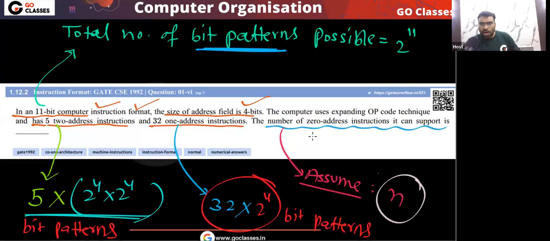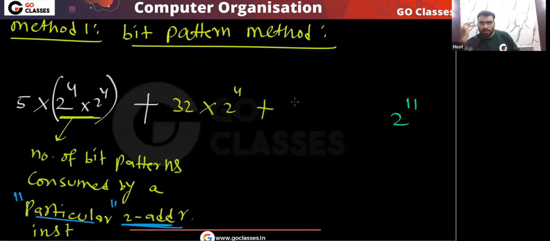Now you can see how many 0-address instructions we have. We have assumed n. N multiplied by the bit patterns a particular 0-address instruction will consume, which is 1, right? Yes or no? So very simple, this should be less than or equal to the total number of bit patterns possible. This is the equation.